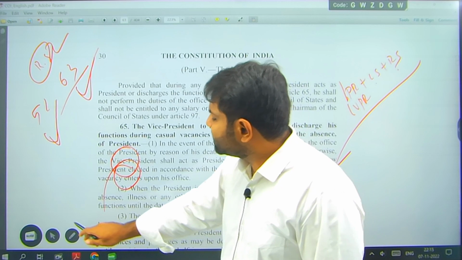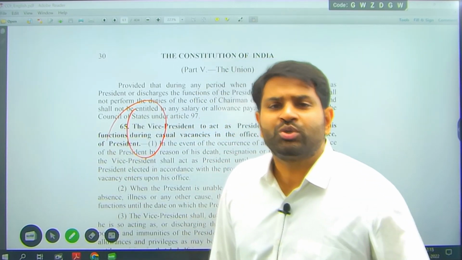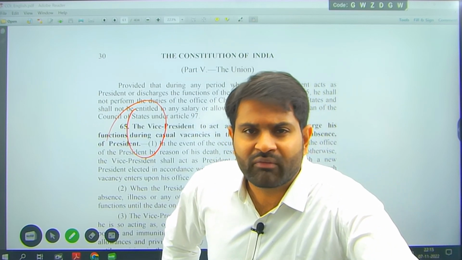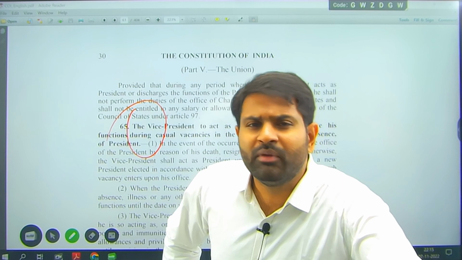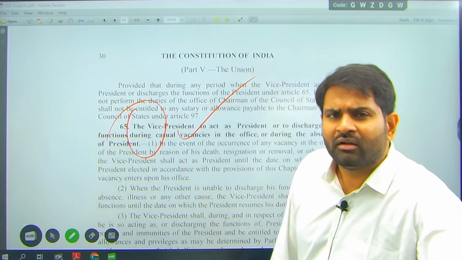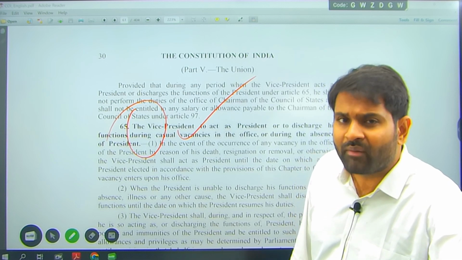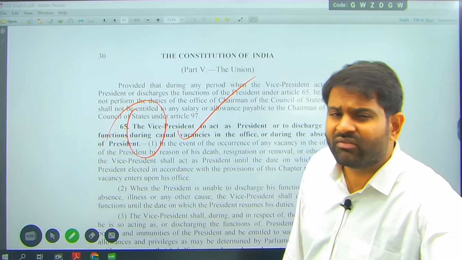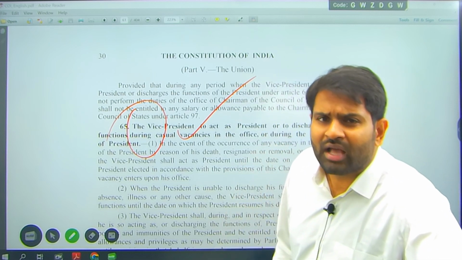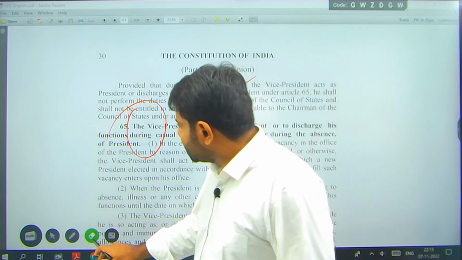But Article 65 says that whenever the President is not there, casual vacancy. There are two types of vacancies, casual vacancy and permanent vacancy. Casual vacancy means he will be absent, on leave, gone on honeymoon. Let us consider, right? When he has gone, the Vice President will do the duty. Article 65 says that the Vice President will perform the duties of the President in casual vacancy. Whenever he is doing the duty of a President, he will get the salaries, allowances, everything as President. Understood? That is Article 65.